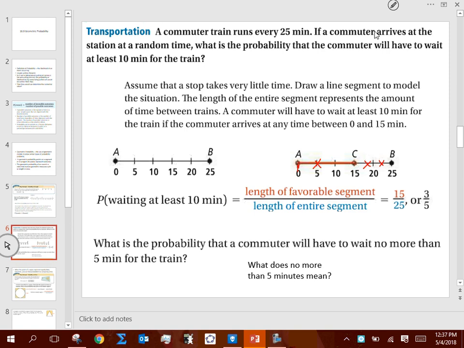Now if it says what is the probability the commuter will have to wait no more than 5 minutes? No more than 5 minutes means what? You don't have to wait more than 5 minutes. So I'm waiting only 5 minutes, 4 minutes, 3 minutes, 2 minutes, or 1 minute, right? Or 0 minutes. Okay, so I show up and I just walk onto the train, right? Would you guys agree that that represents no more than 5 minutes? Would represent that little blue region?